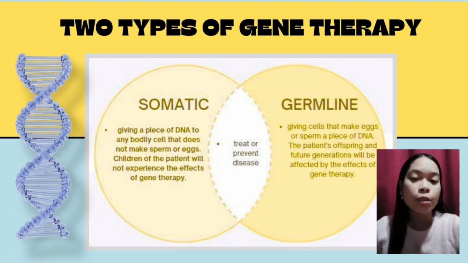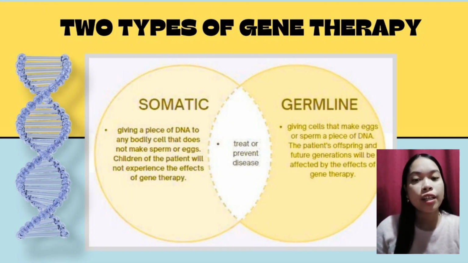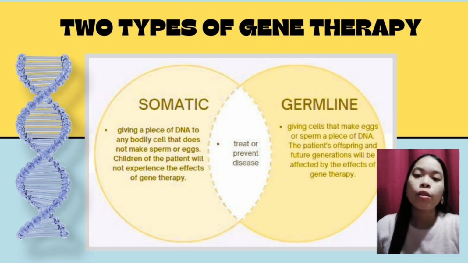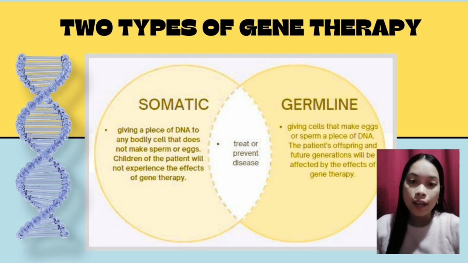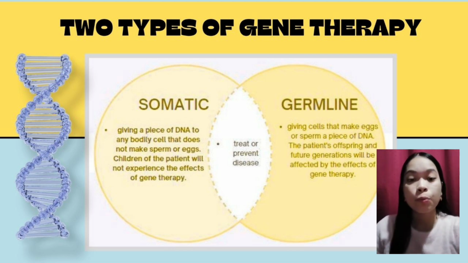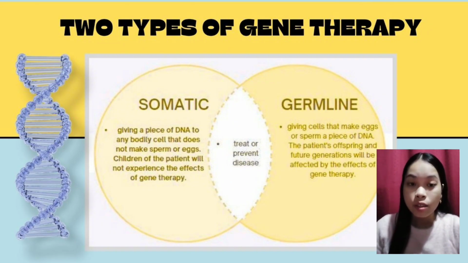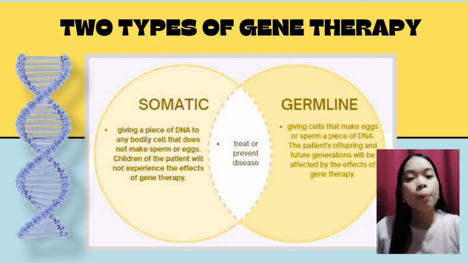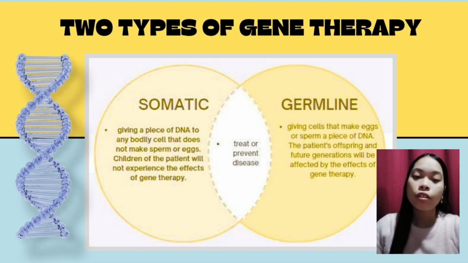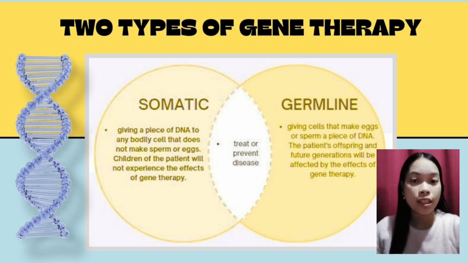Now, there are two main ways scientists can try to fix a problem in a person's DNA, and the biggest difference between them is who the fix affects, just the patient or their children and all future family members. So, the two types of gene therapy are somatic, wherein it's giving DNA to any bodily cell that does not make sperm or eggs. Children of the patient will not experience the effects of gene therapy. In germline, it is giving cells that make eggs or sperm a piece of DNA. The patient's offspring and future generations will be affected by the effects of gene therapy. So they both treat or prevent disease.